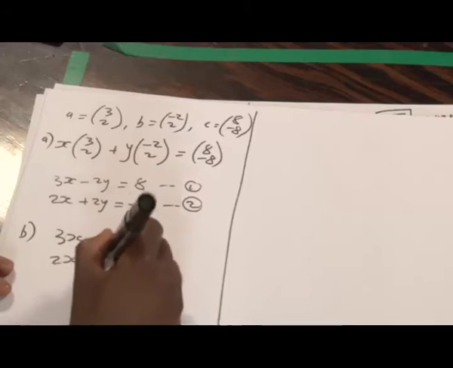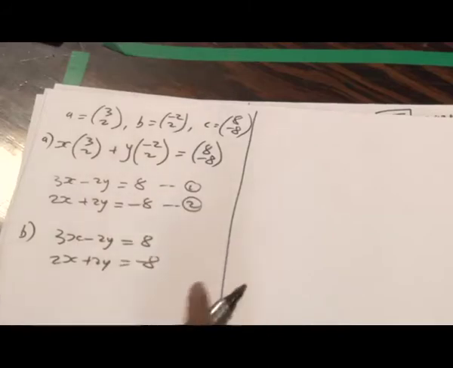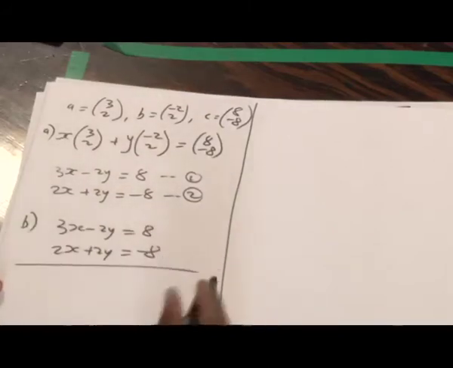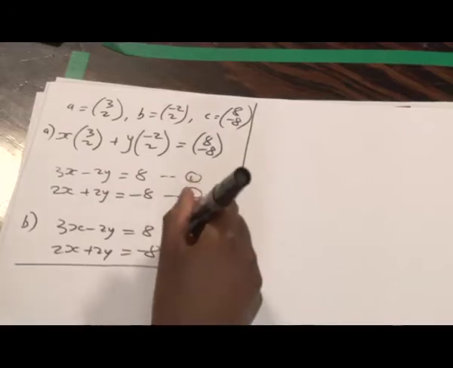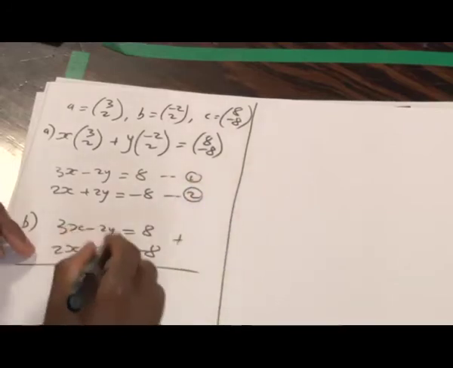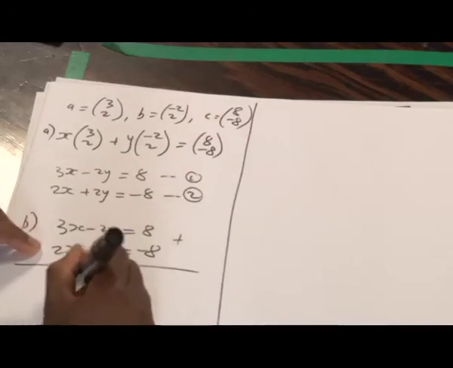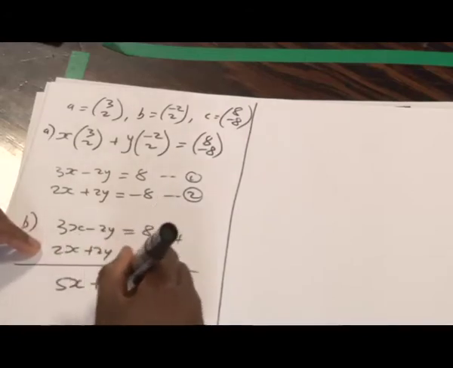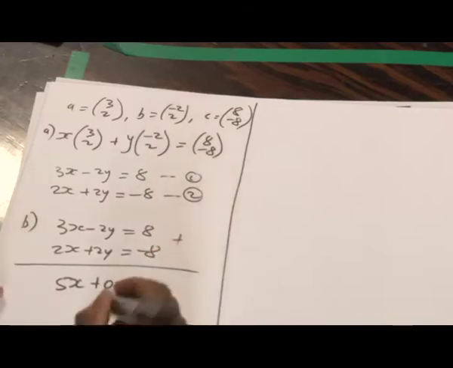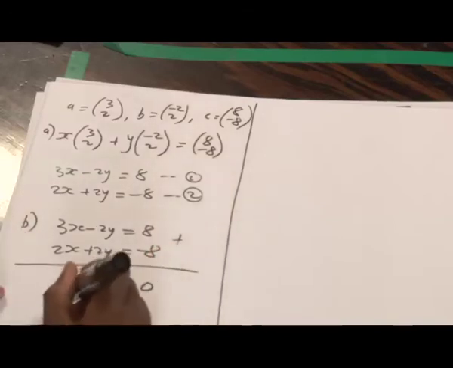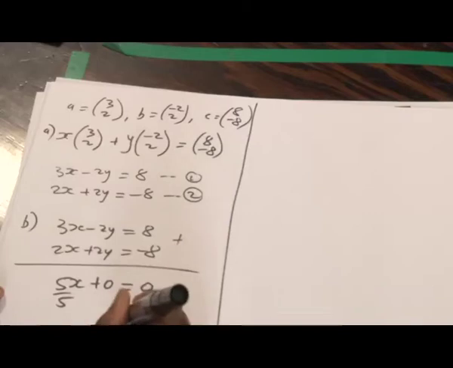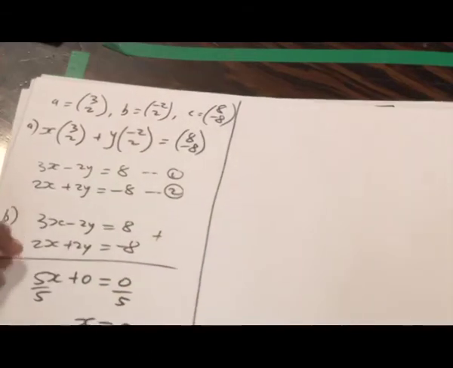2x plus 2y is equal to negative 8. Straightforward, you can just add the two equations to cancel out the y. Then you have 3x plus 2x gives you 5x, 0 is equal to, also here 0. Therefore you divide by 5, then x is equal to 0. So I have there on the screen, x is equal to 0.